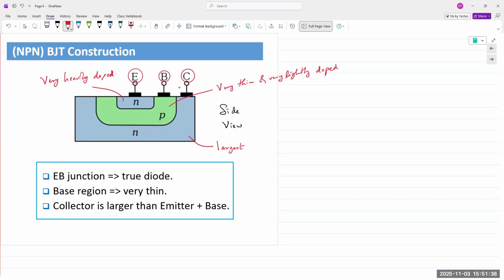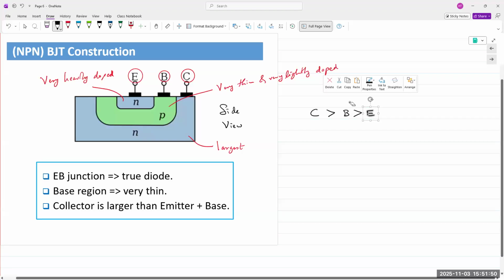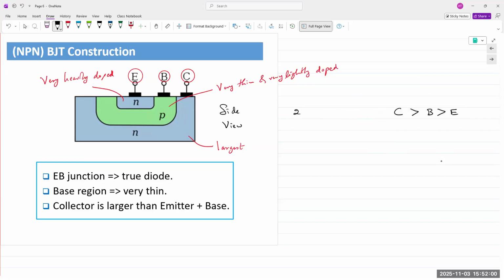As it pertains to the size, as a two-dimensional structure, I would say the collector is greater than the base, which is greater than the emitter. So I should have put this on the right. So, two-dimensional measurements.